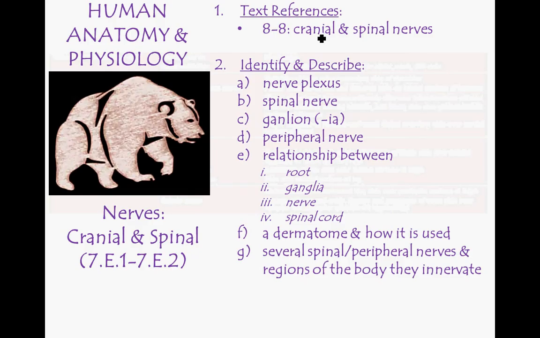So hopefully here you have a working understanding of what we mean by a nerve plexus versus a spinal nerve, and then ganglia. We'll talk about ganglia more in the sympathetic nervous system screencast. Peripheral nerves, the relationship between all of these, the root, the ganglia, and the nerve, and the spinal cord. Probably most helpful to draw a diagram and label it to show me that. And then a dermatome. And then we've identified several spinal nerves, peripheral nerves that you need to know.